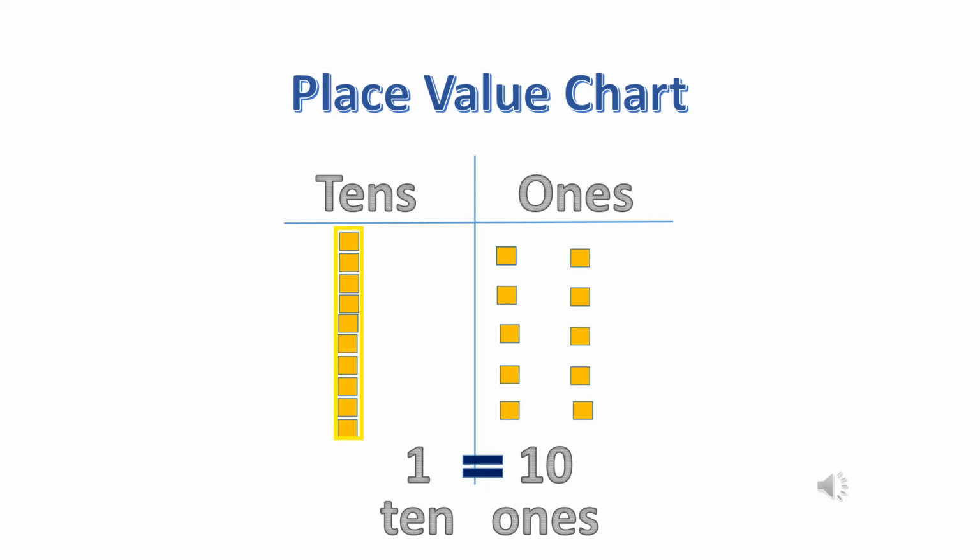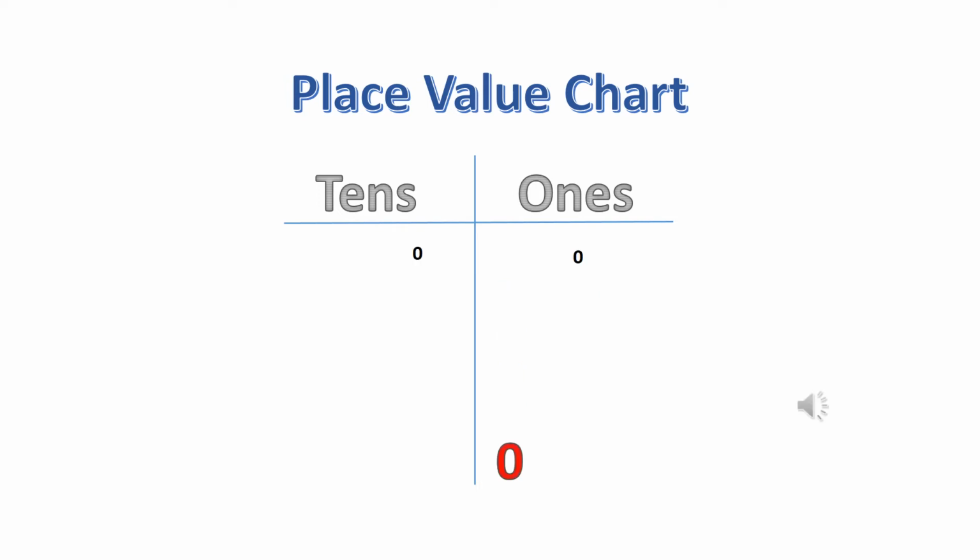I've added some words at the bottom of the page. 1 ten equals 10 ones. Let's quickly go through some numbers to see how they look on the place value chart.